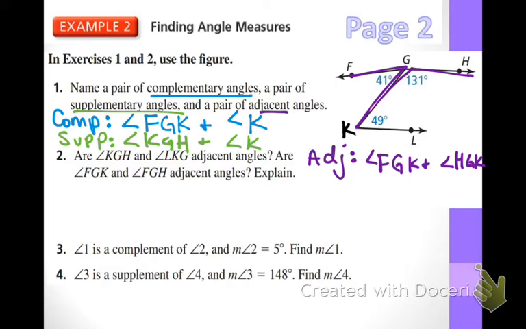All right, the second question, according to this diagram, are KGH. So KGH. When we list that, what angle, what number are we looking at? The 131 degree angle. So this angle.